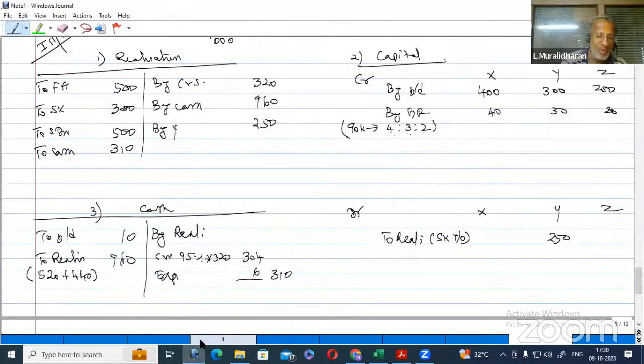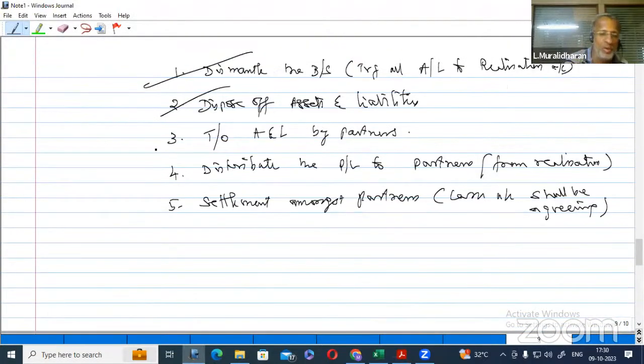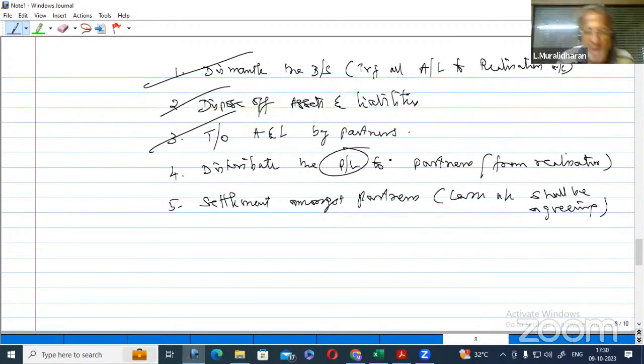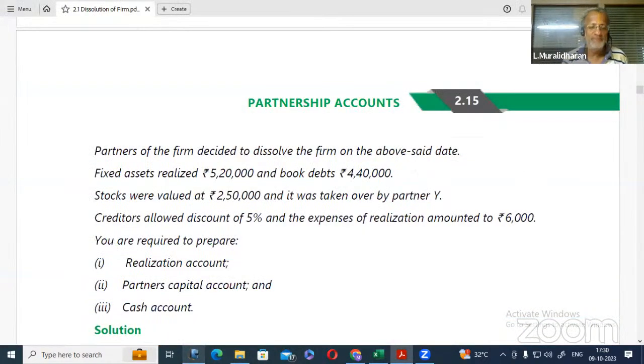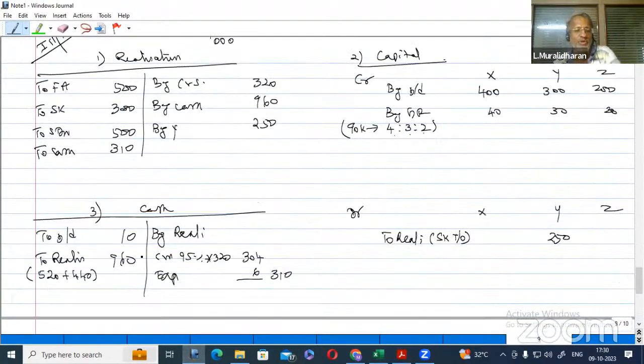Now, what have you completed in these steps? Takeover also just done. Now you have got to find out profit or loss. Whether it resulted in profit or loss, how do you know it? Any idea? I think it would have resulted in loss. Let's just check up.